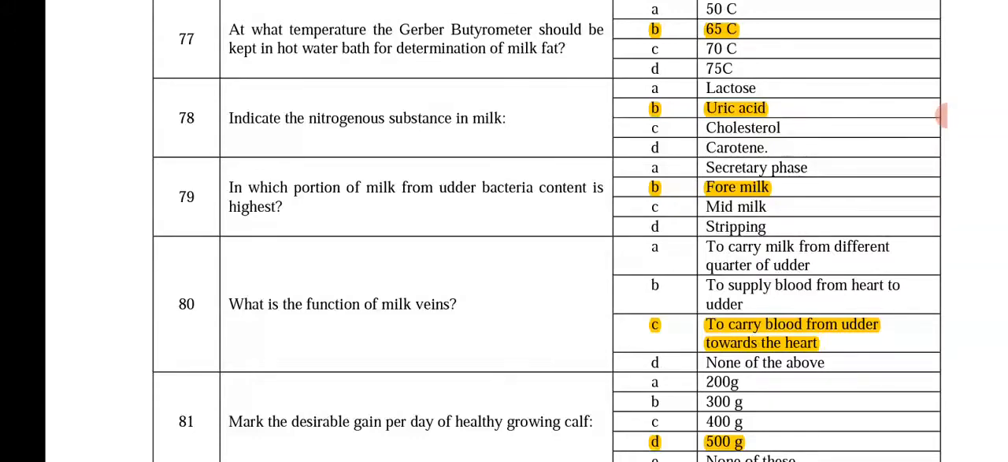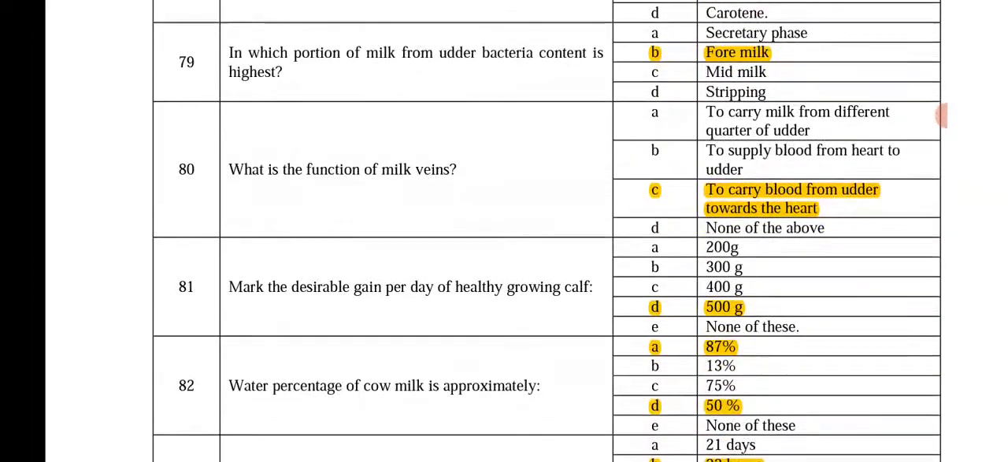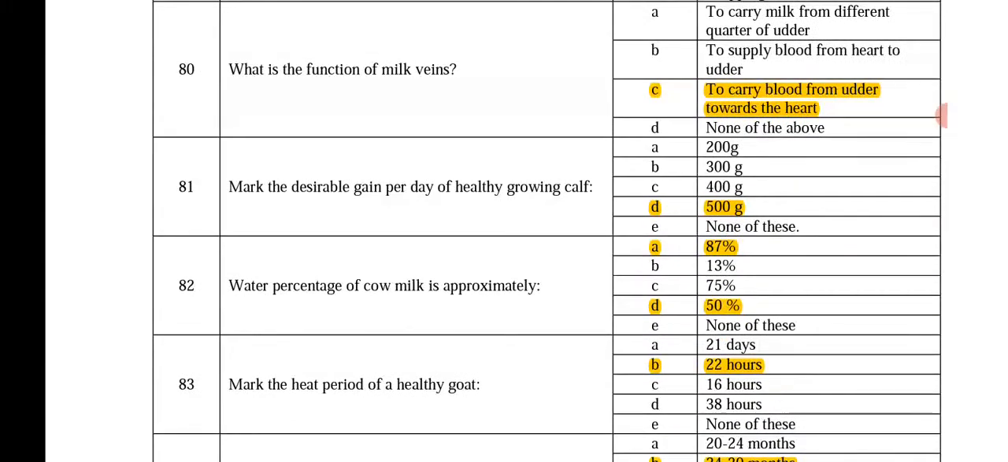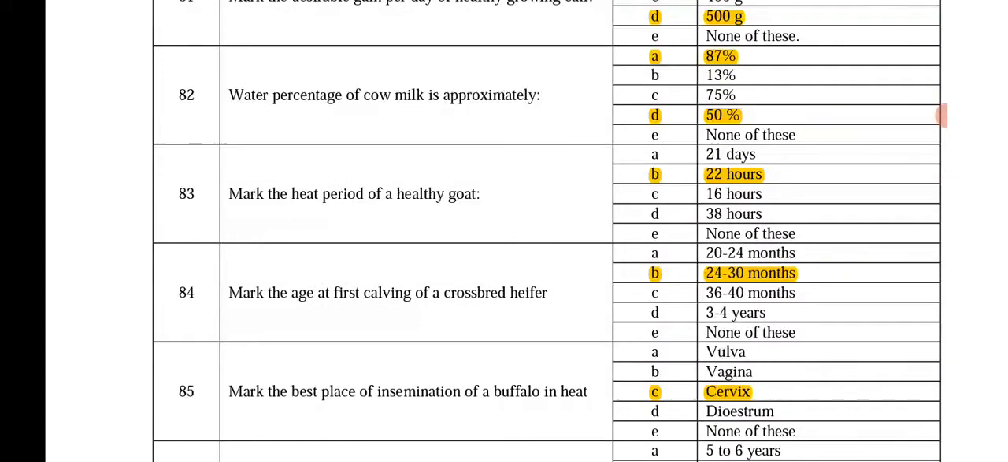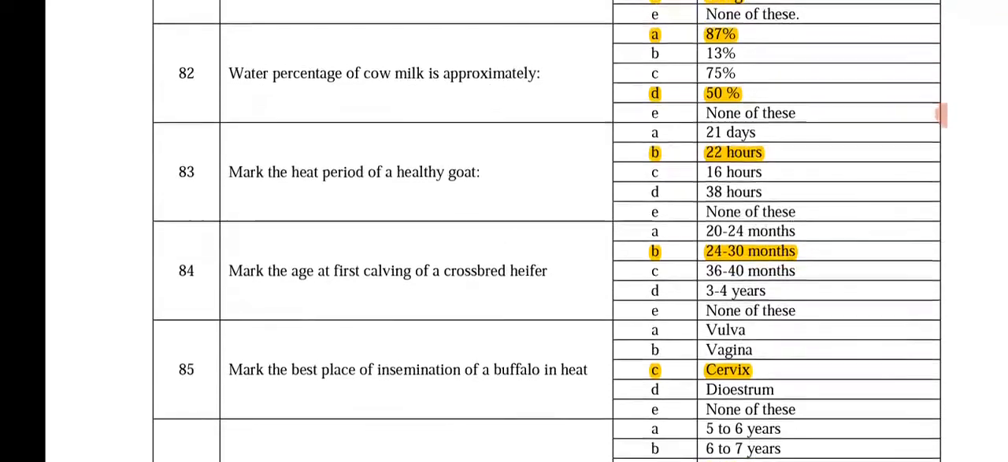4. Milk. What is the function of milk veins? To carry blood from udder towards heart. Mark the desirable gain per day of healthy growing calf. 500 gram. Water percentage of cow milk is approximately 50%. Mark the heat period of a healthy goat. 22 hours. Mark the age at first calving of crossbred heifer. 24 to 30 months. Mark the best place of insemination of buffalo in heat.